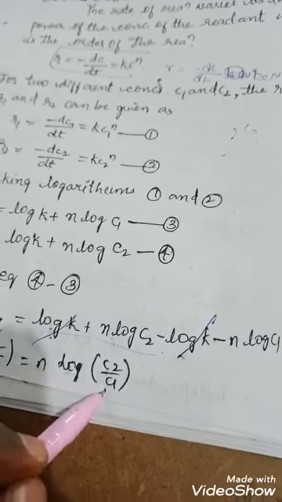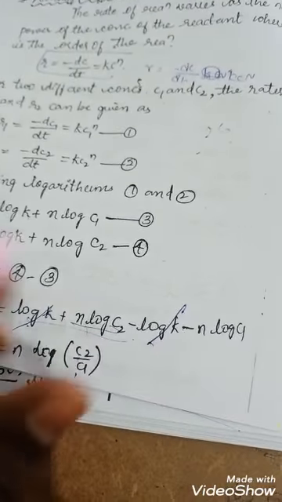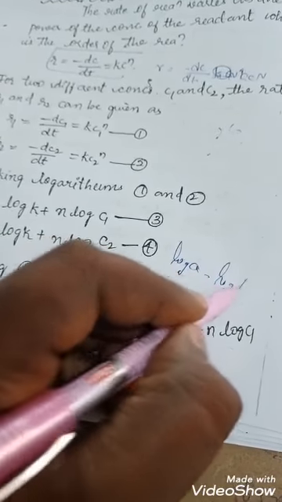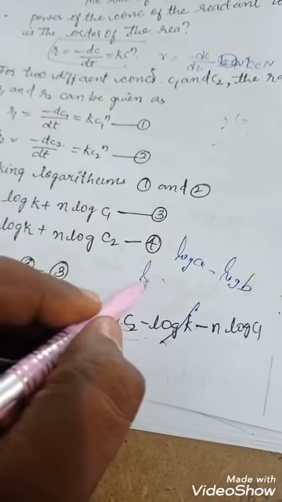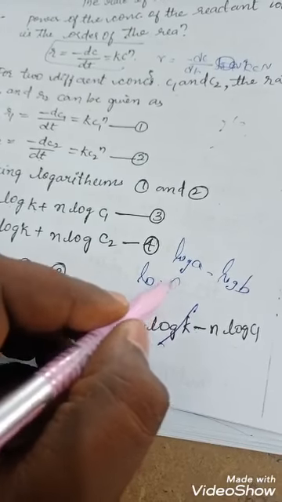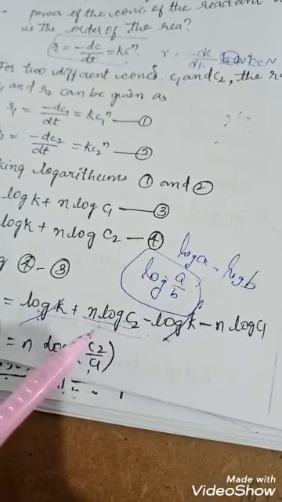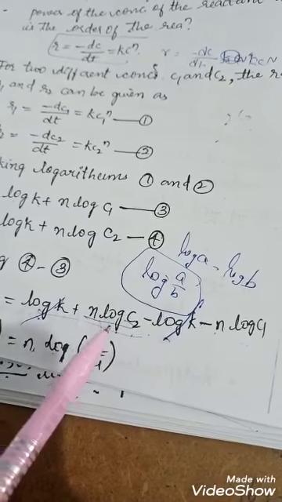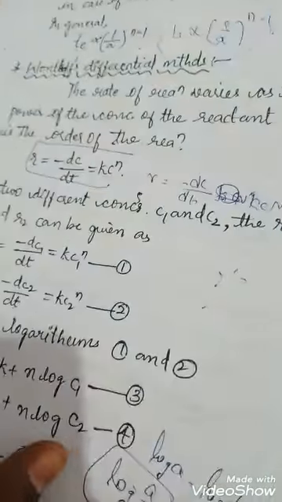What remains is log C2 minus log C1, and this means log a minus log b, which we can write as log a by b. In the same way, n common: n log C2 minus n log C1 gives n log C2 by C1. This is the equation.